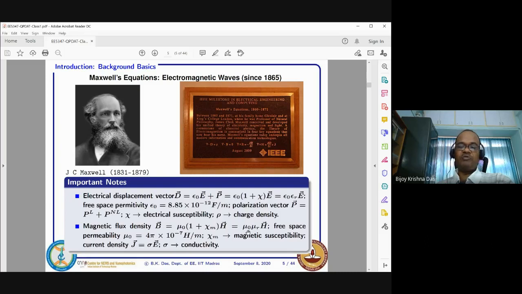And similarly, mu0, mu r, and epsilon r: epsilon r is the relative permittivity and mu r is the relative permeability. The permeability in free space is 4 pi times 10 to the minus 7 Henry per meter. So again you see here the unit is Henry per meter.